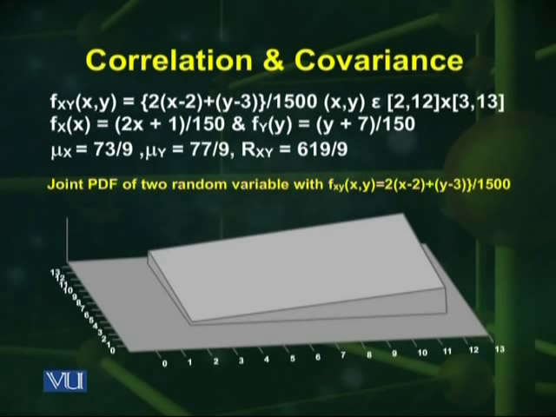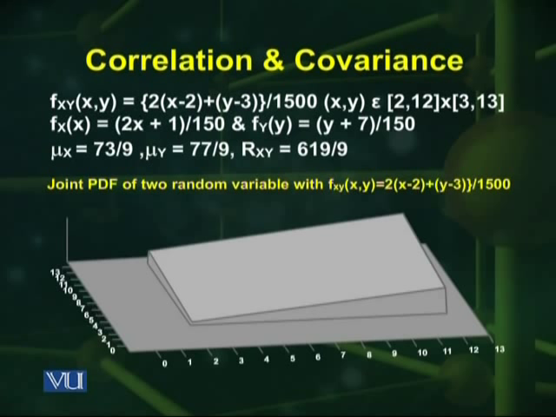Using these marginal densities, you can find the mean values of random variables x and y, and they are shown on your slide as 73 over 9 and 77 over 9. As expected, these mean values are higher because the whole joint PDF has been shifted some distance towards the positive x-axis and some distance towards the positive y-axis. So the values attained by the two random variables x and y are higher compared to the previous case.